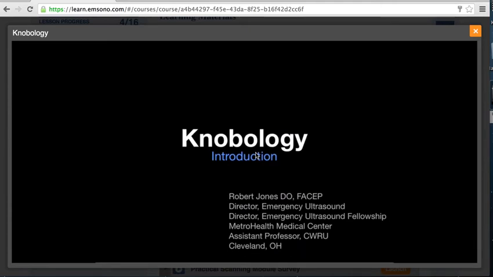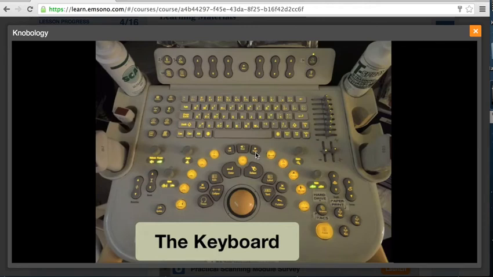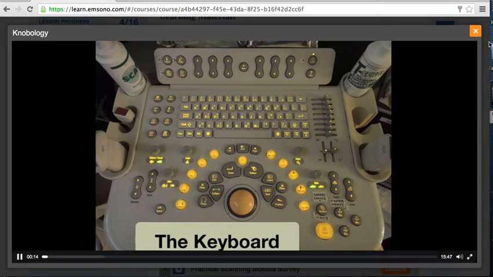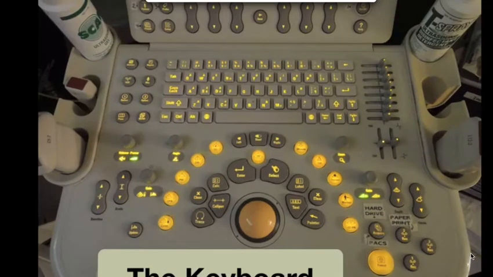I'm Dr. Robert Jones, and in this lecture we're going to go through knobology. Now, the keyboard of the ultrasound machine can appear intimidating, but we want to show you how to demystify this, because it's going to be essential that you know how to control these knobs in order to produce the highest quality image possible.